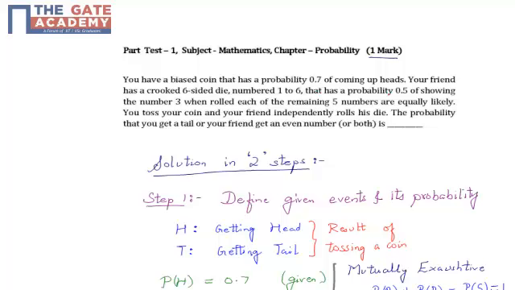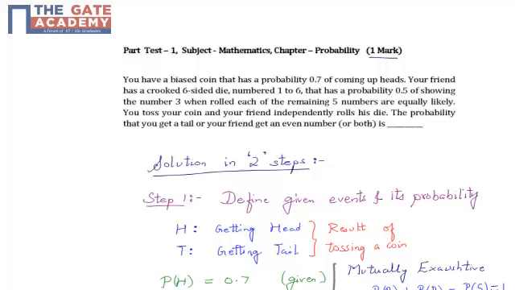has a probability of 0.5 of showing the number 3. When rolled, each of the remaining 5 numbers are equally likely. You toss your coin and your friend independently rolls his die. The probability that you get a tail or your friend gets an even number or both is dash.